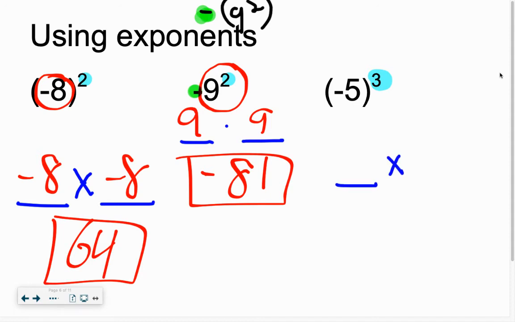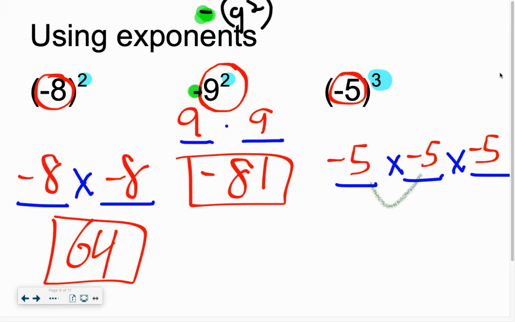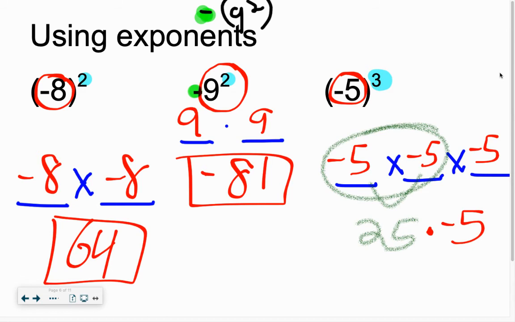We're not taking it times 3. We need 3 of the numbers inside the parentheses. Again, since the 3 is attached to the parenthesis, write down what's in the parenthesis 3 times. Take them 2 at a time. 5 times 5 is 25. Do these two negative 5s have the same sign? Yes, they do. So then we're going to leave it as a positive 25.